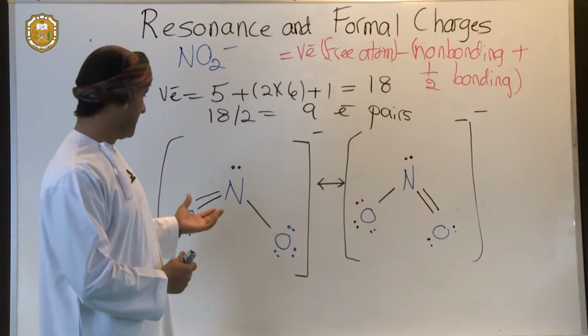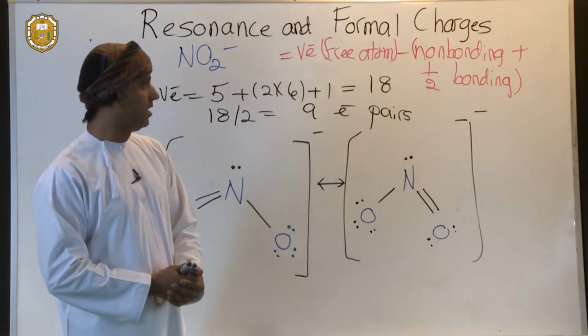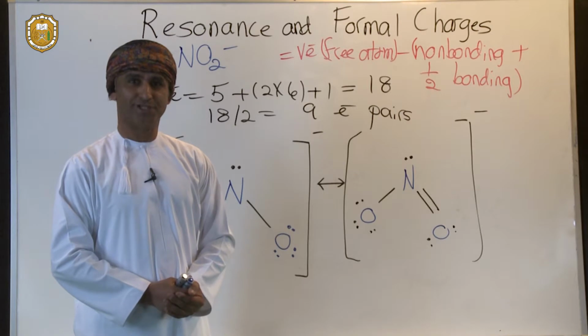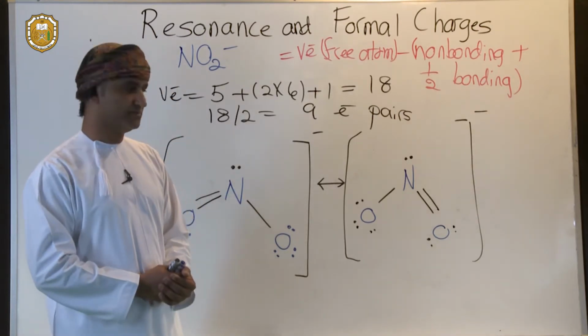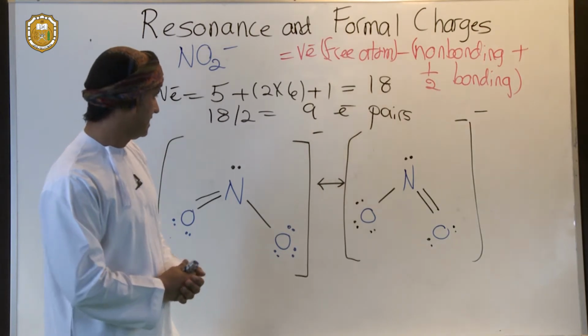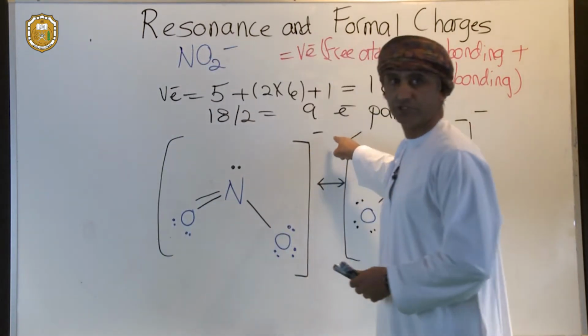Now, what we need to practice next is the concept of formal charges. We need to calculate the formal charges of all atoms in these Lewis structures, okay? And the sum should be -1.